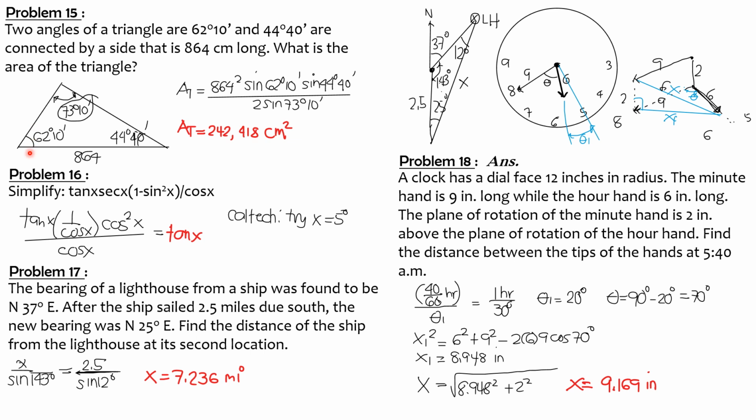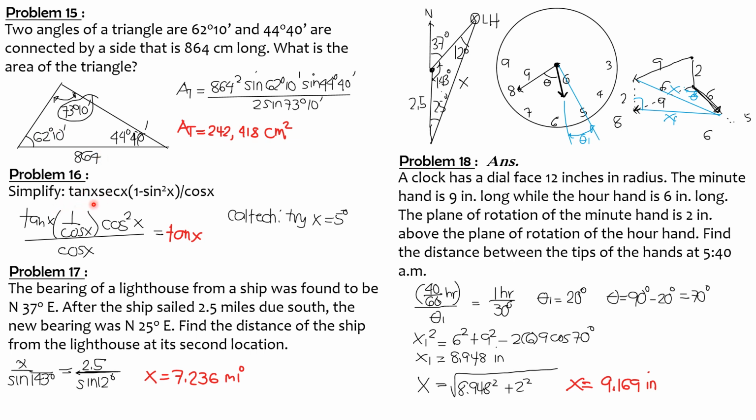If you cannot memorize that formula, you may apply sine law to solve for, let us say, this side here, so that after we solve for this side, the area is 1/2 the product of adjacent sides, 864 times that side, times the sine of 62 degrees 10 minutes. So if you cannot recall the formula, solve one of the sides by sine law, then apply area equals 1/2 the product of adjacent sides times the sine of the angle between those sides.